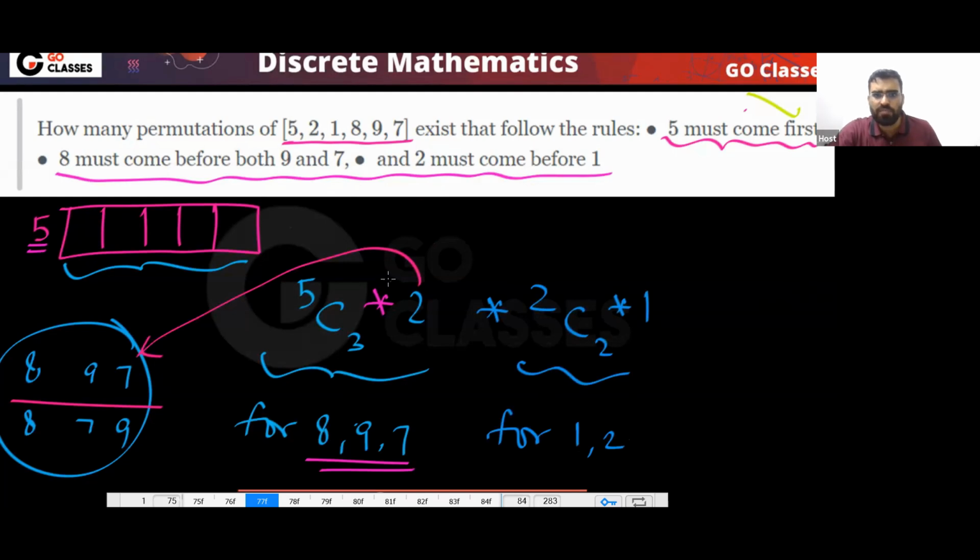In this question, you can find the importance of this method 1. Method 1 importance you can find in this question. Let's solve one more question.